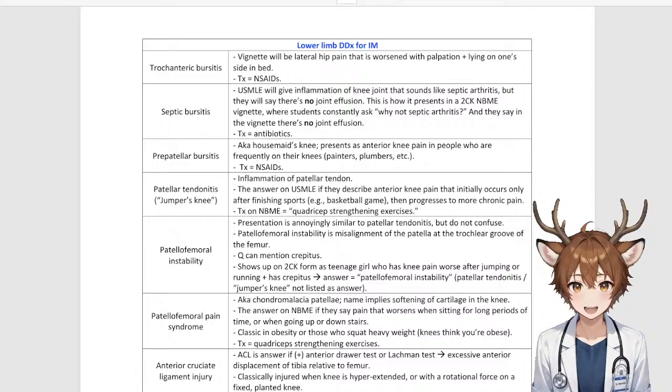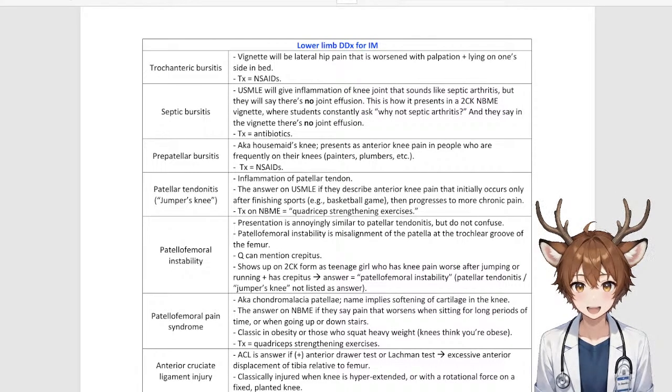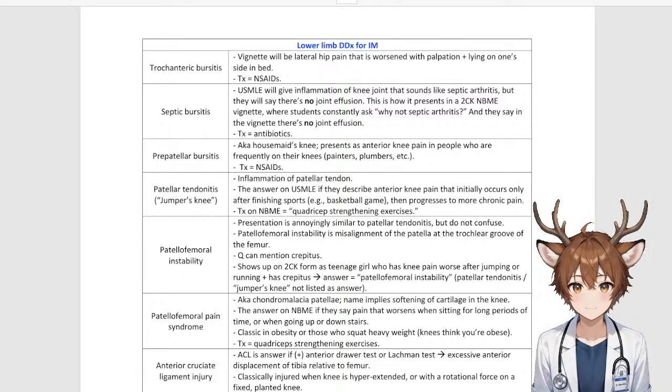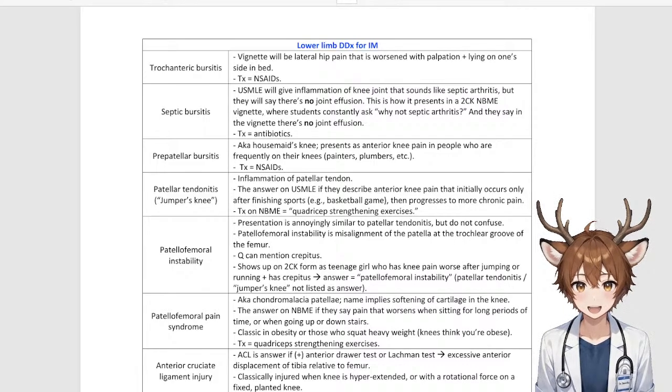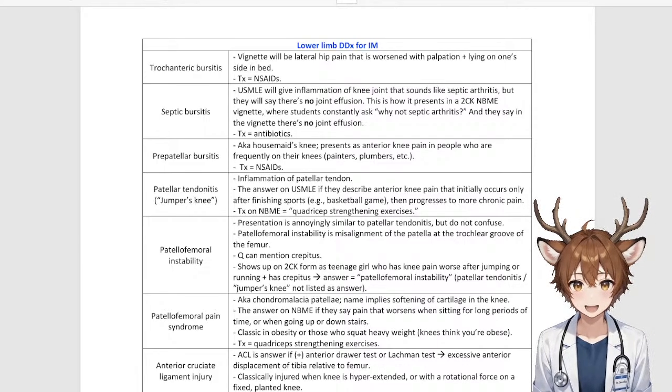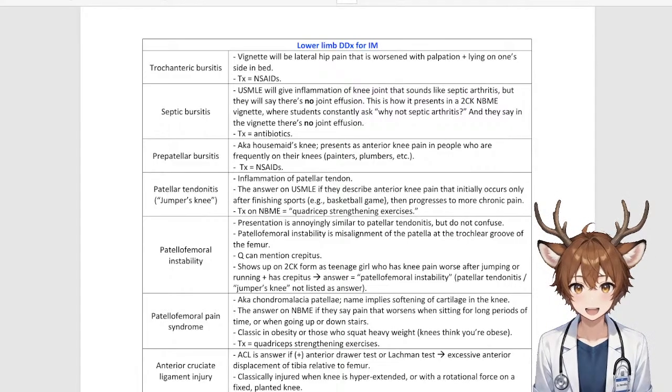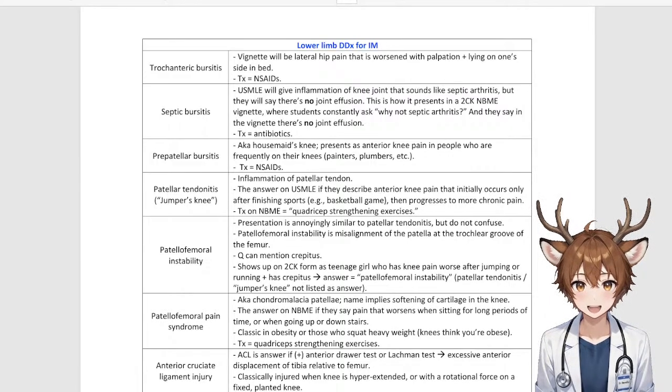But septic bursitis will not have that effusion. How do you treat septic bursitis? Antibiotics. Prepatellar bursitis, aka housemaid's knee, presents as anterior knee pain in people who are frequently on their knees, painters and plumbers, etc.